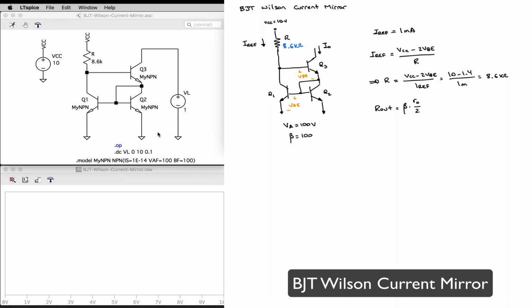And so I'm expecting it to be my little rho. It's going to be the early voltage divided by the quiescent collector current, so 100 volts divided by 1 milliamp, around 100 kilo ohms, divided by half is going to be around 50 kilo ohms. This is going to be around 100 times 50K, or in the order of 5 mega ohms. So let's go ahead and run our simulation and see what we get.